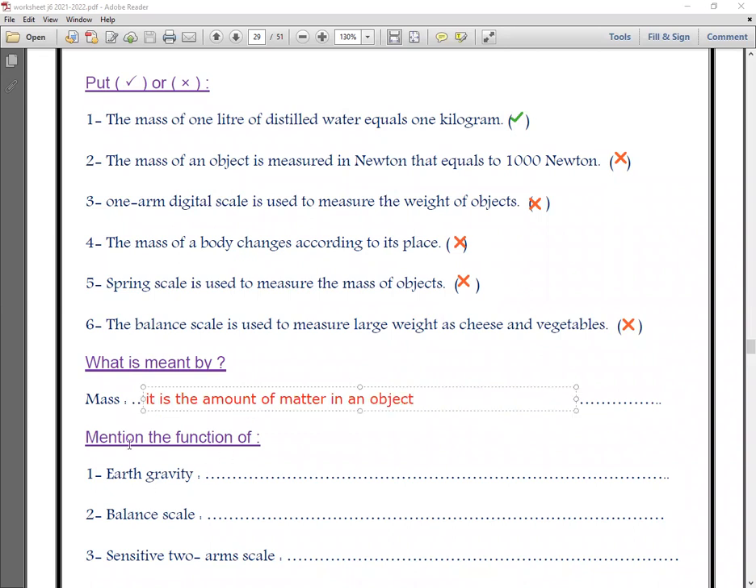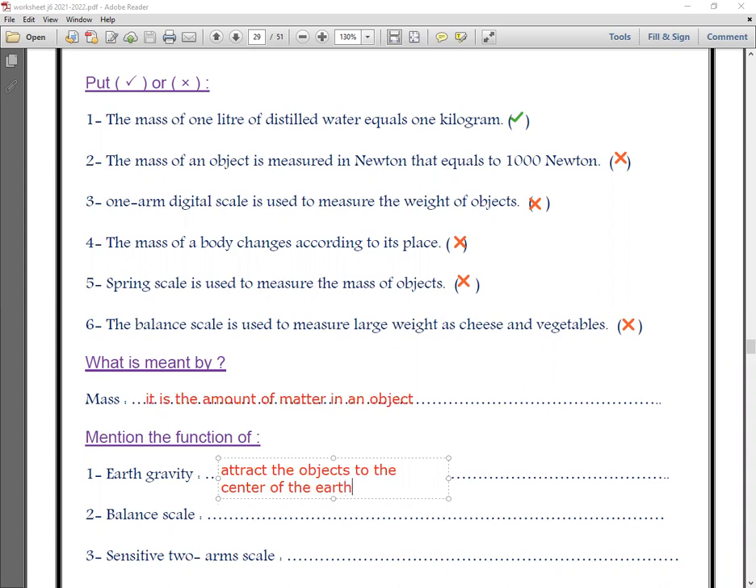Write this here. Mention the function. I need here the functions. Number 1, what is the function of the Earth's gravity? The Earth's gravity attracts the object to the center of the Earth.